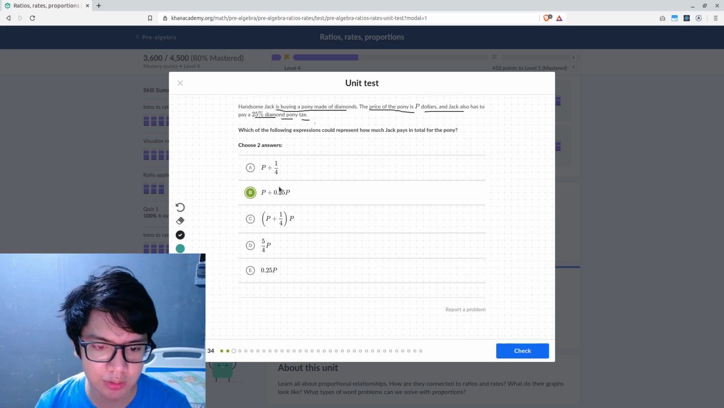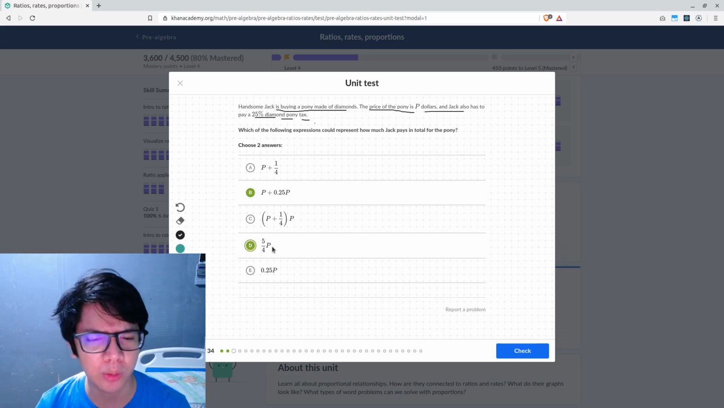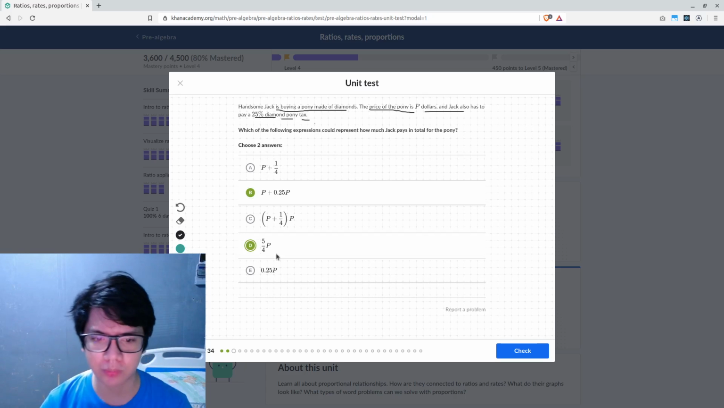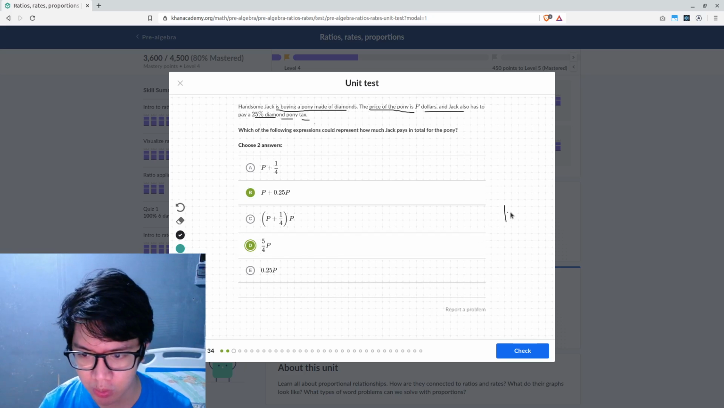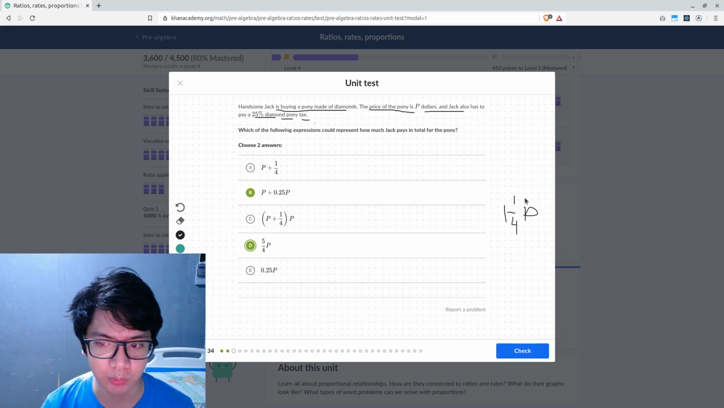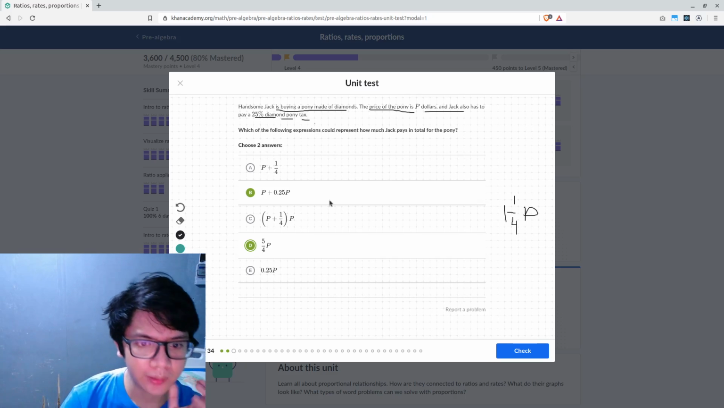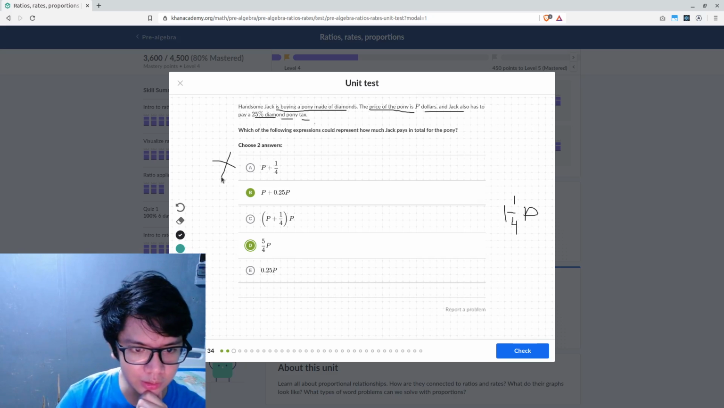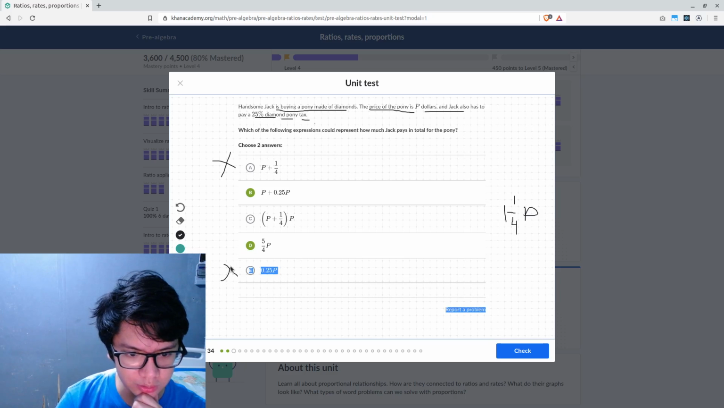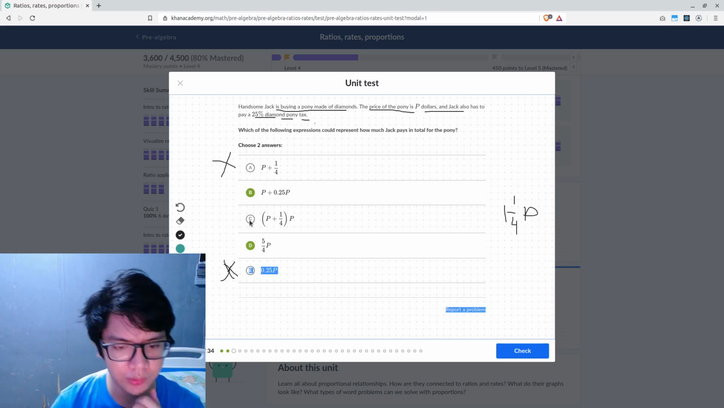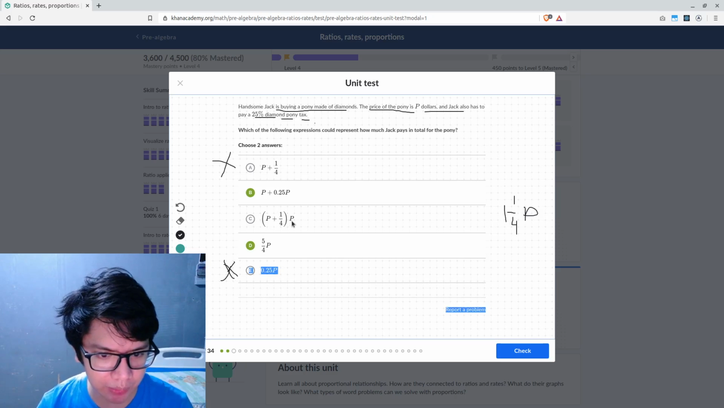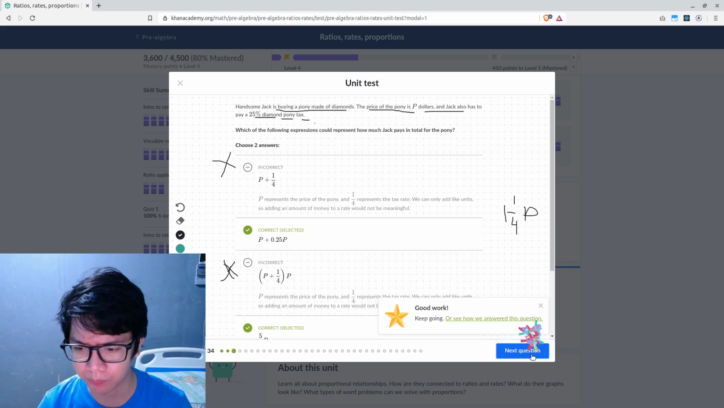And let's see. This is just 1.2 or 1.25. So we could actually write this as 1 and 1/4. So this is 1 and 25. Okay, that's gonna work. So let's see. This is clearly not working. Let's do things. No. No, no. And P plus 1/4 times P? No.